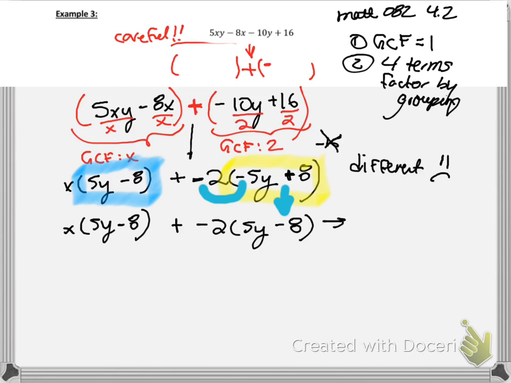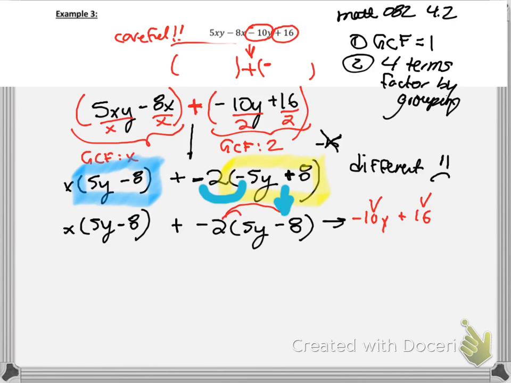Okay, negative 2y times 5 is negative 10y. Is that what we have in our original equation? It is, so we're good. Okay, negative 2 times negative 8 is positive 16. Is that what we have in our original equation? It is. So this is the correct form of the solution.